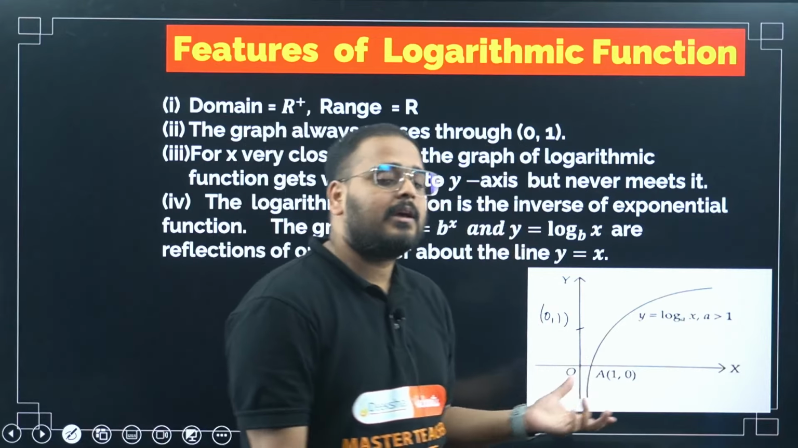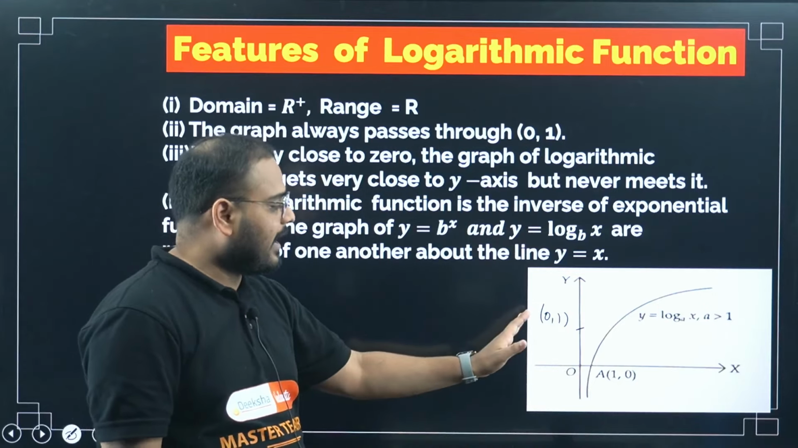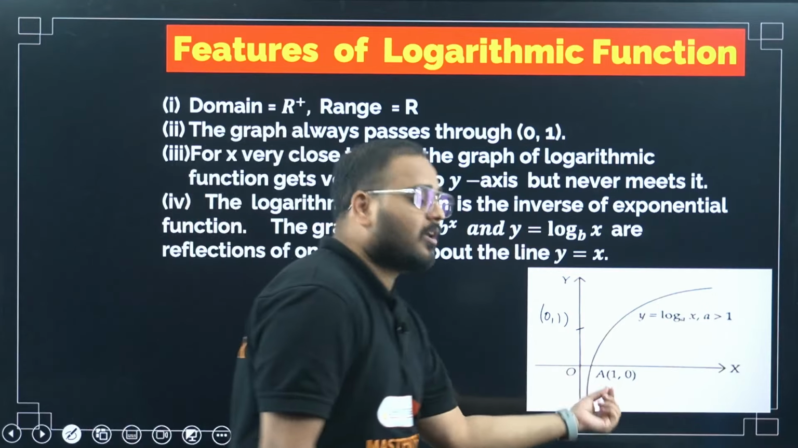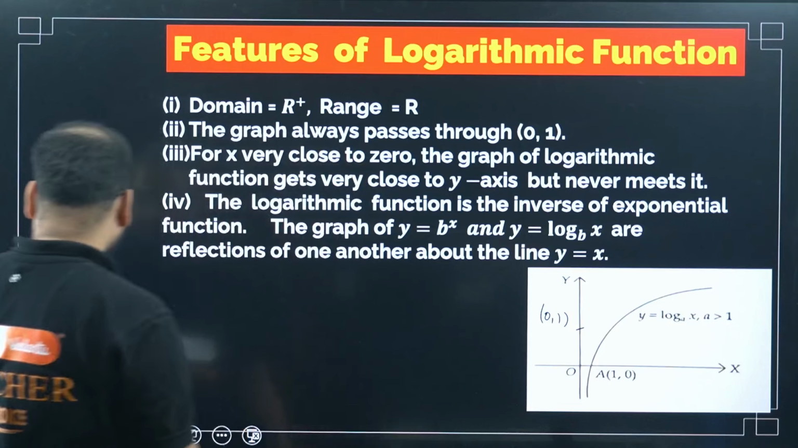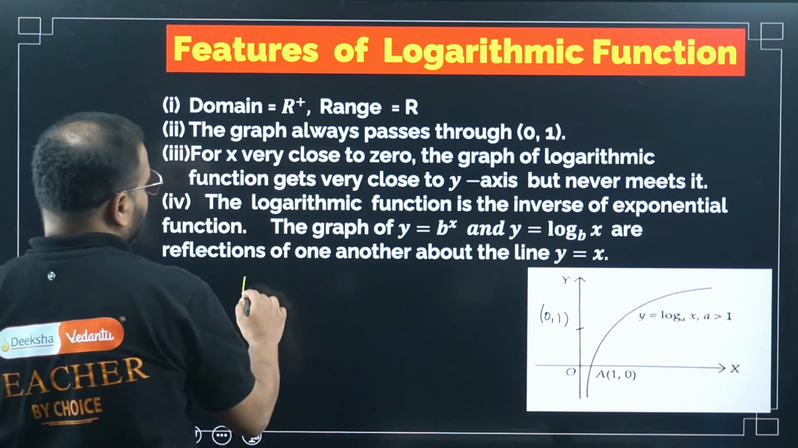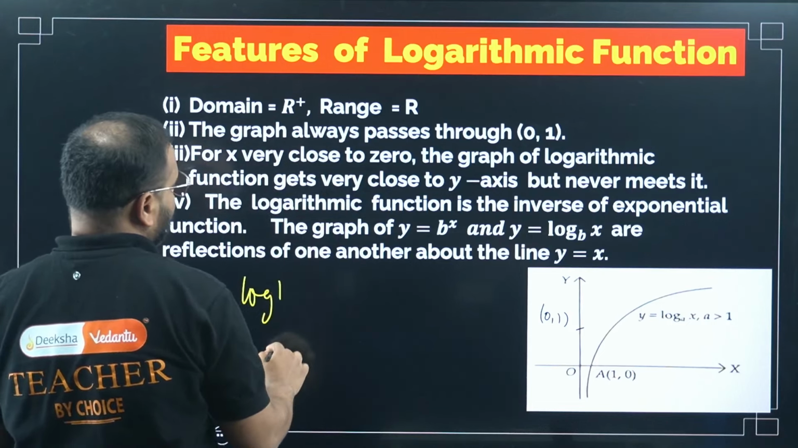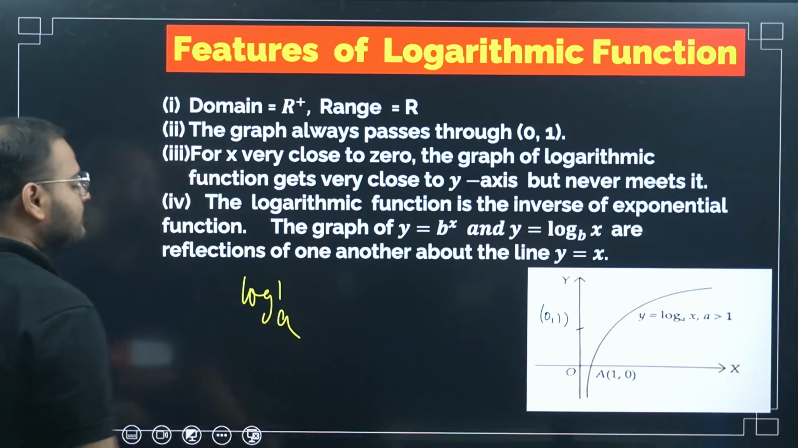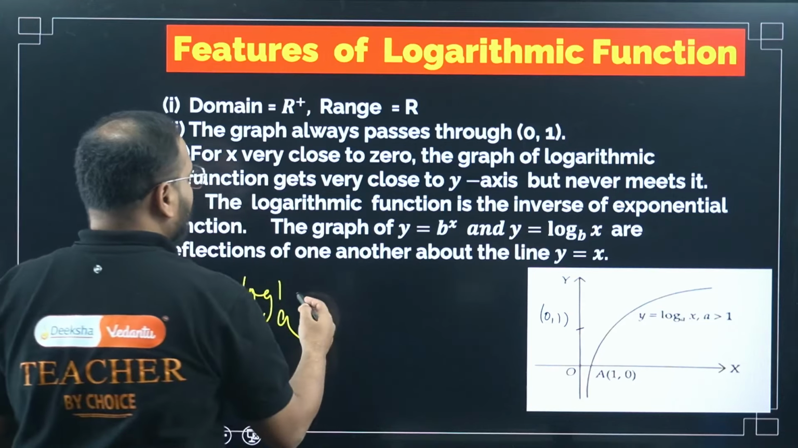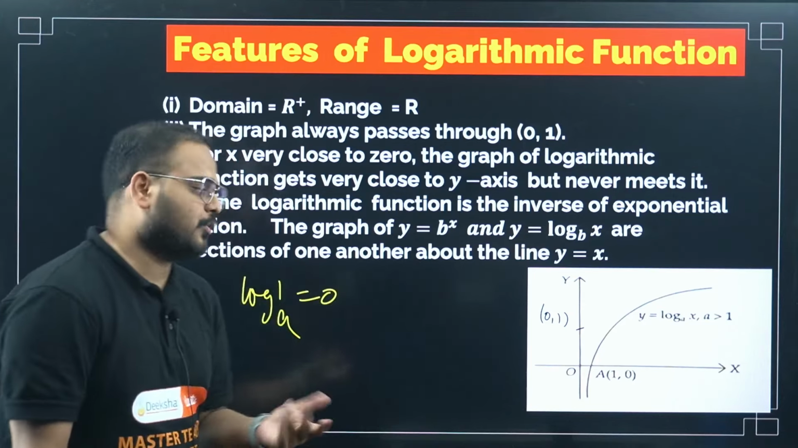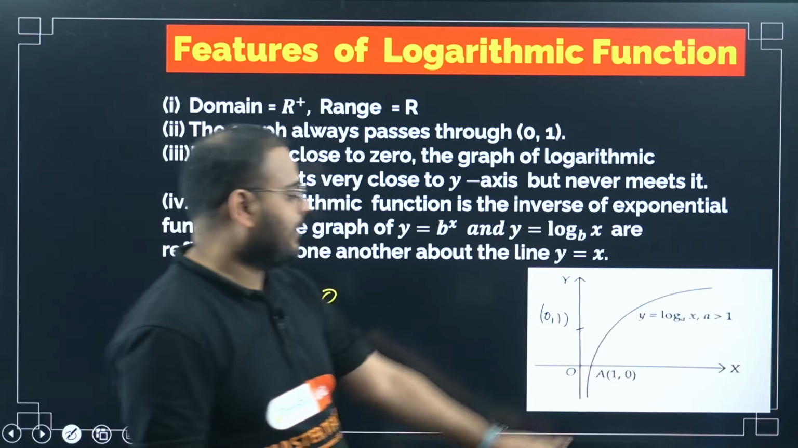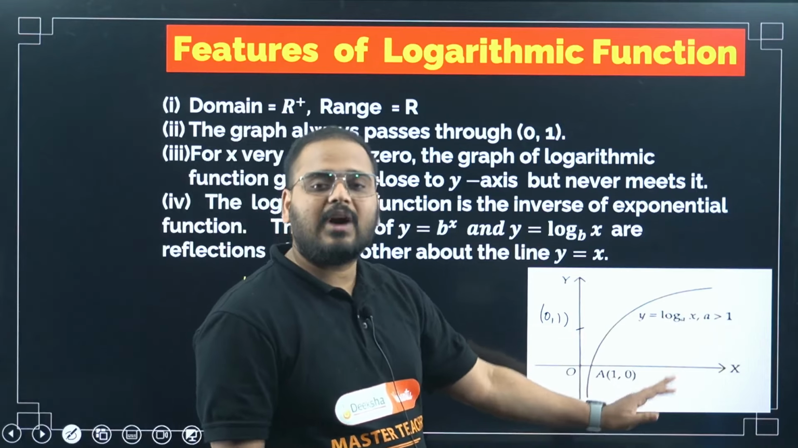In this case, the x and y coordinates are reversed. It becomes 1, 0. Why? If you want to ask me why, I think you know this property. Log of a to any base, how much is that? Log of 1 to any base, how much is that? Always 0, sir. Always 0. So obviously if you replace x by 1, the y value will be 0.